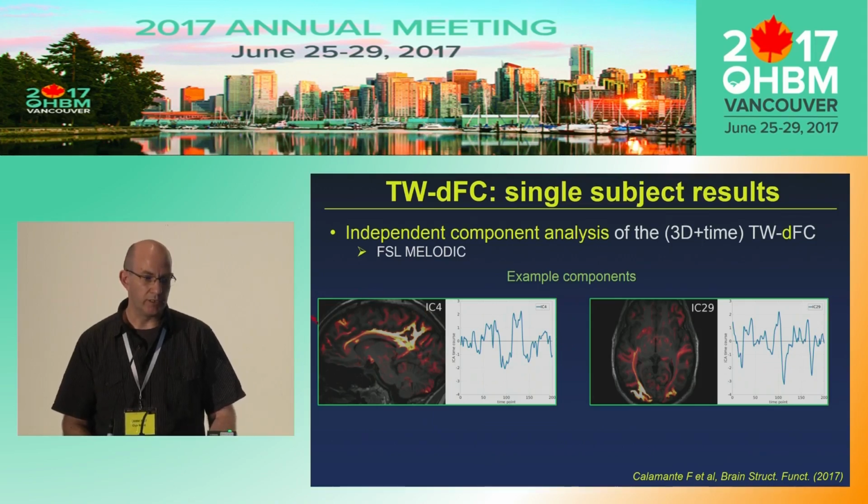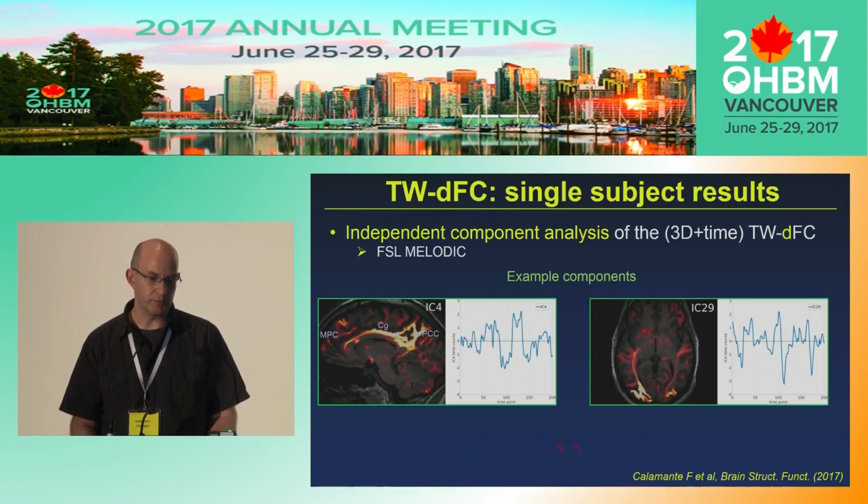Each component would have obviously a spatial map and a temporal course. For example, in this one, you see the one that is primarily the cingulum, connecting the posterior cingulate cortex with the medial prefrontal cortex. And the time course for that component is related to the synchronization, the temporal variation and synchronization between those gray matter regions.